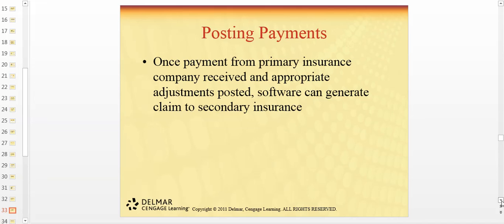Once a payment from the primary insurance company is received and appropriate adjustments posted, the software can generate a claim to the secondary insurance. Secondary insurance, you don't have to have it. It's optional, but I recommend it because we have it.